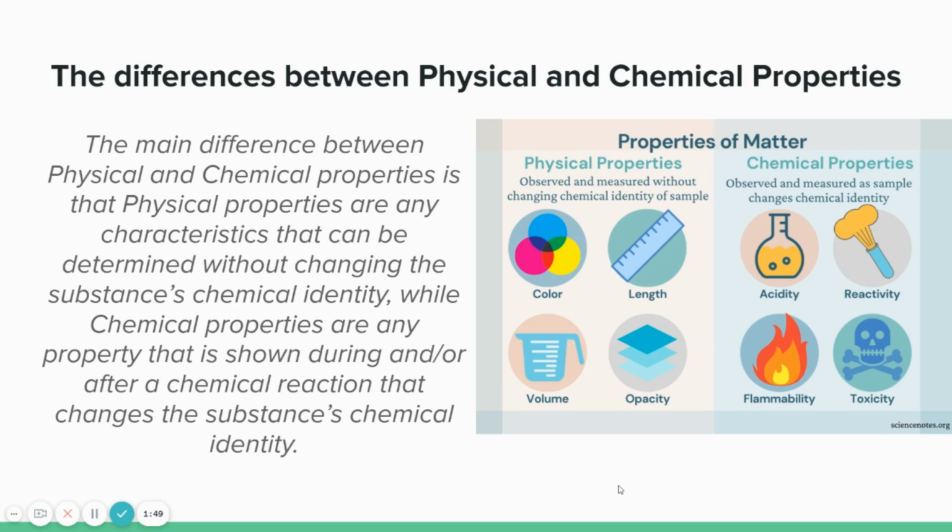To your right, we have basically more examples of them, and a little definition too for those two properties of physical and chemical. In physical, it says physical properties observed and measured without changing chemical identity of sample. You see there's color, we can measure its length, volume, and its opacity. Chemical properties, it is observed and measured as sample changes chemical identity. This is through acidity, reactivity, flammability, and toxicity. And those are the two main differences of physical and chemical properties.